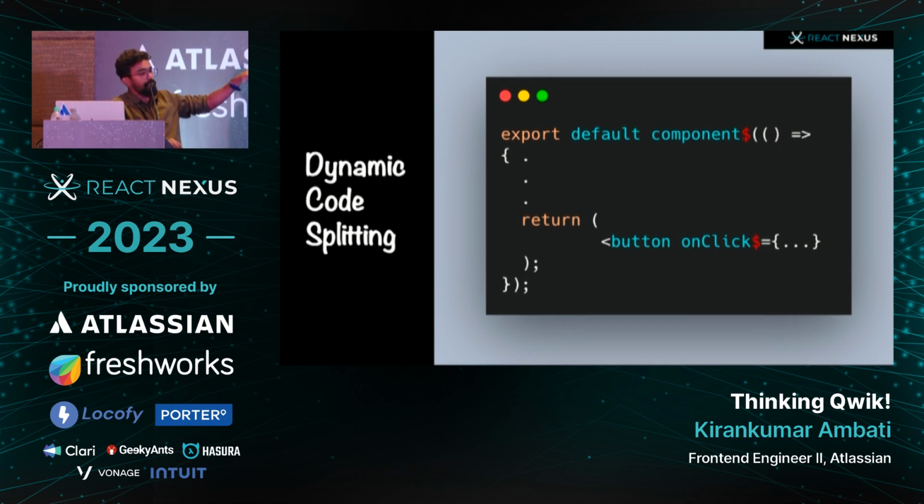How it does this: there is something called dynamic code splitting. If you see that dollar sign, that is called the optimizer. When you write code in Qwik, you are going to use the dollar often, and whenever the Qwik compiler sees the dollar, it knows the next part of code can be moved to a different chunk. And the beauty is, even for event handlers, you can add the dollar. So even the event handler's code is going to be moved to a different chunk.